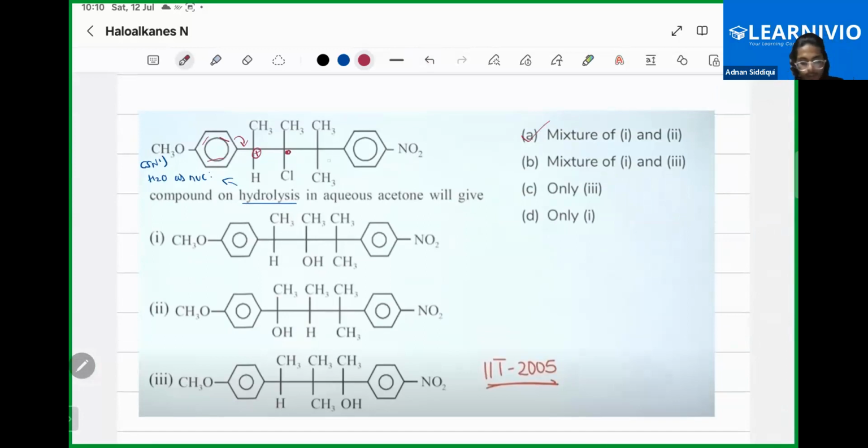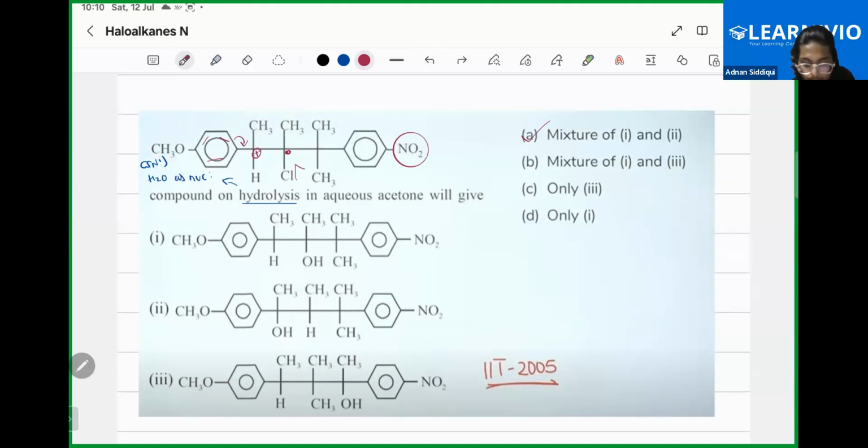Why are we not getting 3? Because CH3 is not SN1 friendly. See, we can shift methyl as well. We can produce a positive charge here. But what will be the issue? Here we have an electron withdrawing group, and here we have an electron donating group.